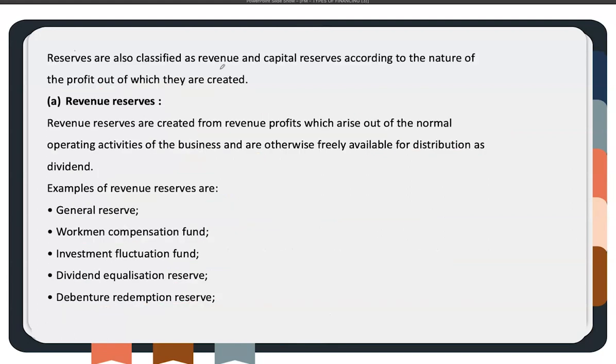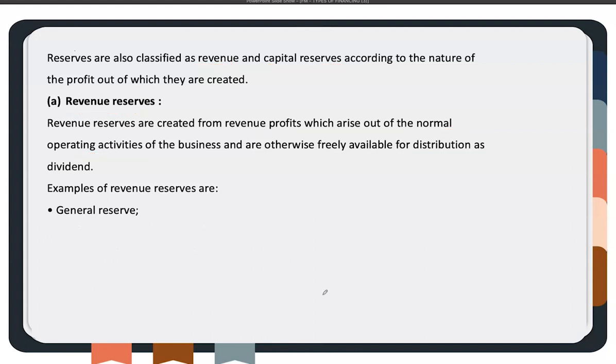We can also classify the reserves as revenue reserve and capital reserve. This is as per the nature of the profit. When we say revenue reserve, these reserves are created from revenue profits. It means they arise from the normal operating activities of the business and they are freely available for distribution as dividend. Example of a revenue reserve can be this general reserve.